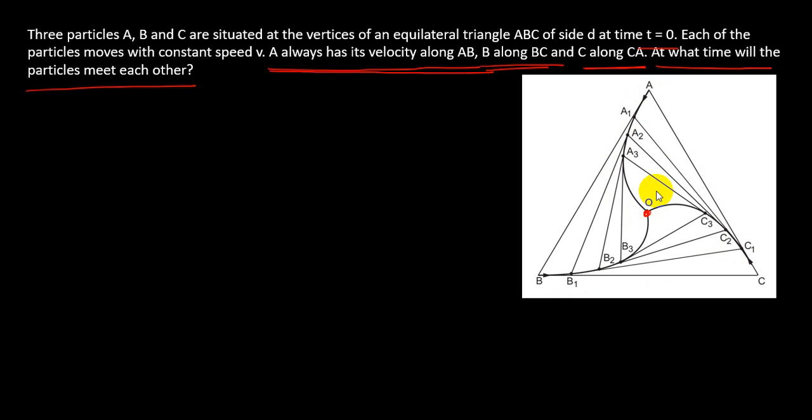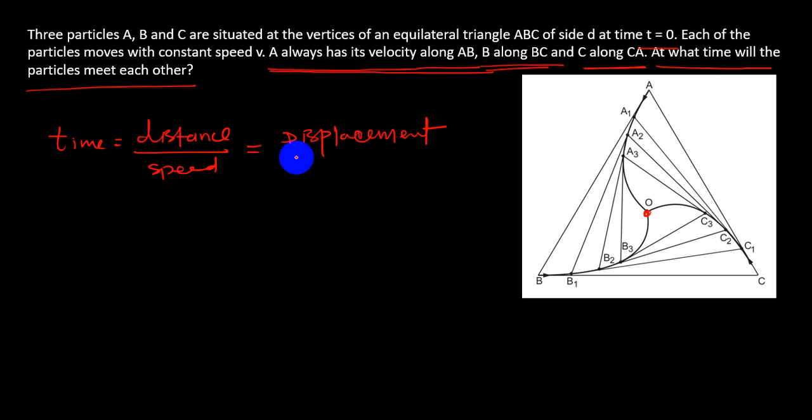The very simple concept that I'm going to use is time. That we all know, time is distance by speed. But in terms of displacement, we can write this as time is displacement by velocity. But the condition is that the direction of displacement and velocity has to be the same. Only then you can use it. So I'm going to use time is displacement by velocity to solve this question. This is the formula that we all know, right? So that's what I'm going to use here to solve this question.